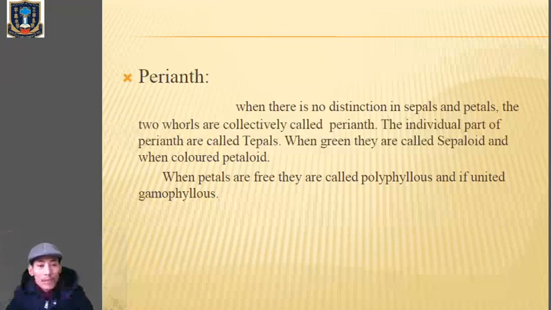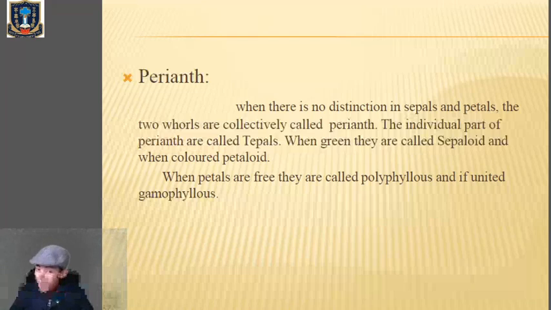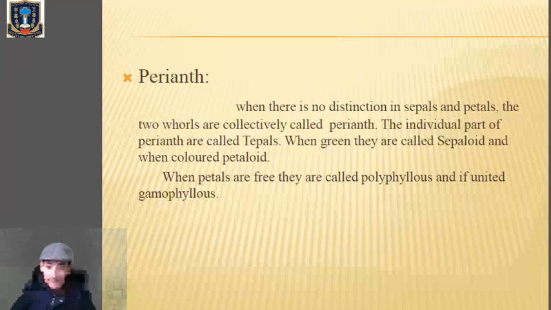And the individual parts of the perianth are called the tepals, T-E-P-A-L-S, tepals. And when they are green, they are called sepaloid, and when they are colorful, they are called petaloid. Here also, when the petals are free, they are called polyphyllous, and when the petals are fused or united, they are called gamophyllous.